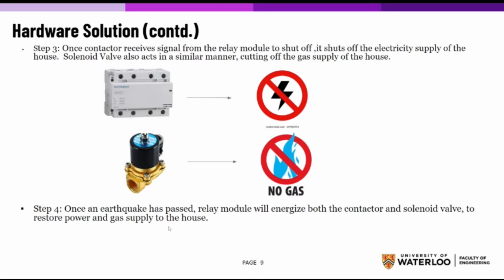Once the earthquake has passed, the relay module will energize both the contactor and the solenoid valve, which will restore the power and the gas supply to your house. So once your earthquake is gone, everything would be turned back on. So that would be your last step.